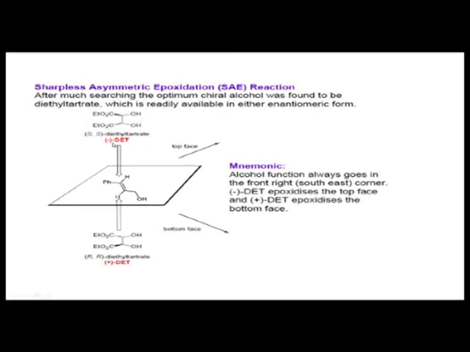If you use minus diethyl tartrate, and you write the alcohol in this way, that means the OH is towards your right and the bigger alkyl group is towards the left of this carbon, then the vinylic carbon, then the epoxidation takes place from the top face, provided you write this in this fashion and provided it is minus diethyl tartrate that you are using as the chiral ligand for the titanium. If you use plus diethyl tartrate, you get the epoxidation from the bottom face.